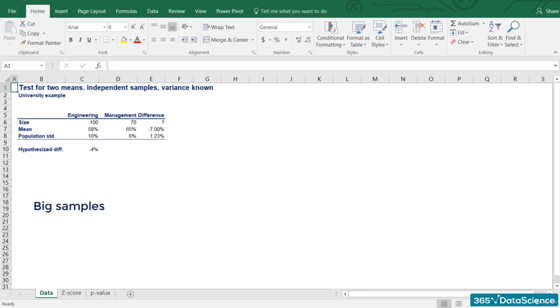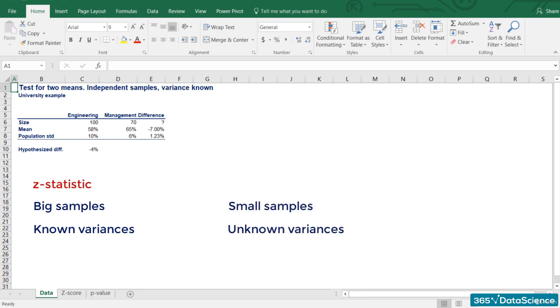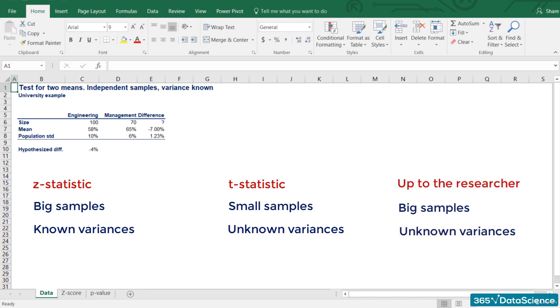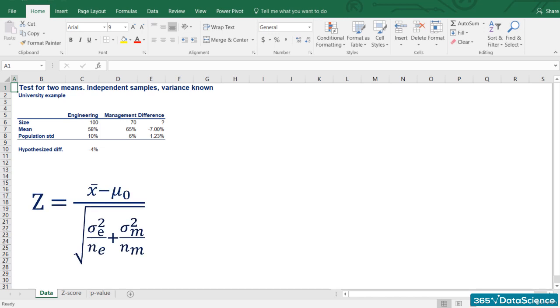We have big samples and known variances, therefore, we can use the z-statistic. I hope you are getting the point. Small samples and unknown variances means t. Large samples and known variances means z. When we have large samples and unknown variances, it is up to the researcher, but generally it is okay to use z in that case as well. All right, here's the formula for the test statistic.